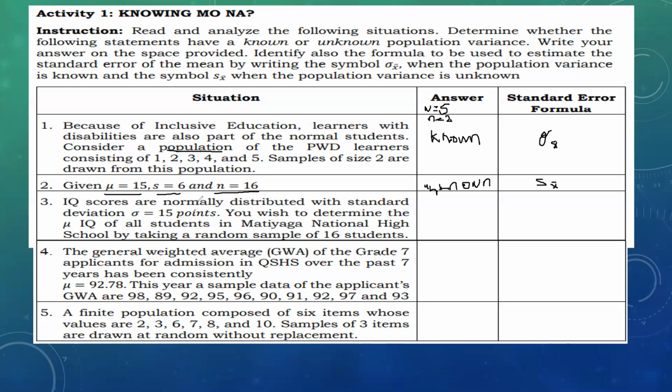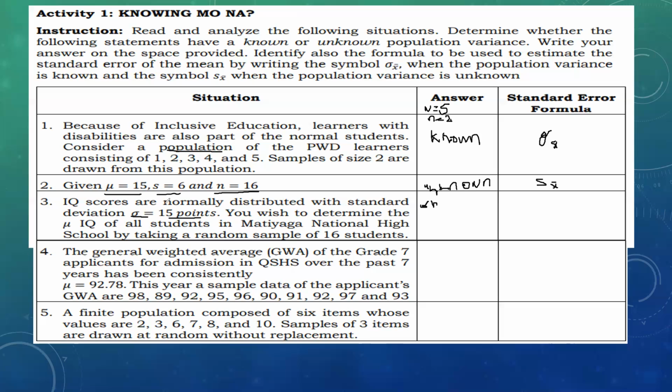Next. IQ scores are normally distributed with the standard deviation of IQ equals 15 points. So we wish to determine the mean IQ of all the students in Batega National High School by taking a random sample of 16. Ano pong given sa atin dito? We have the standard deviation. We also have our sample size, which is n. This standard deviation is the standard deviation of our population.